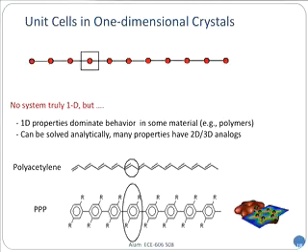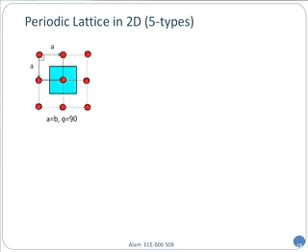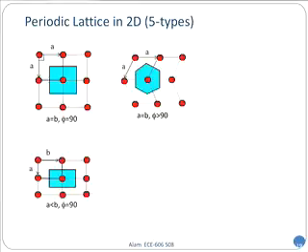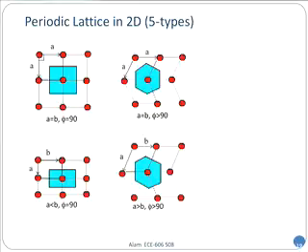What about 2D? There will be more, right? Because 2D has two sides, a and b, and the angle in between. So there will be more, and it turns out there are exactly 5. In 2D, there are exactly 5, and these are the 5. If the two sides are the same and the angle between is 90 degrees, that's one type. Two sides the same, angle not equal to 90 degrees, you have a second type. Two sides unequal, angle 90 degrees. Two sides unequal, angle not equal to 90 degrees, the general form.